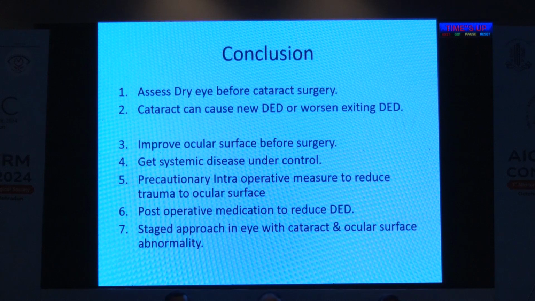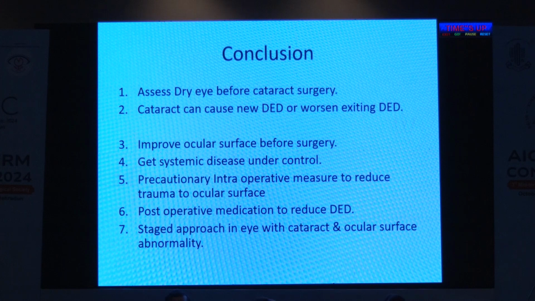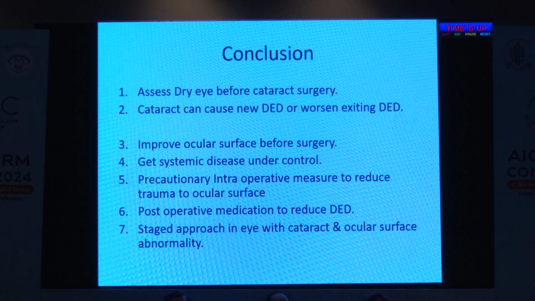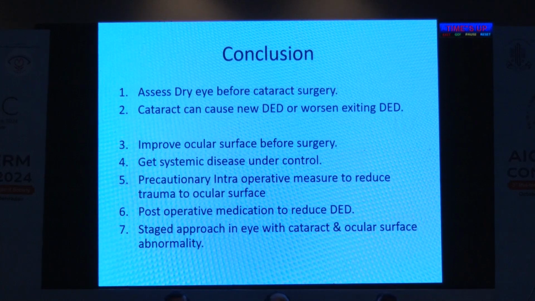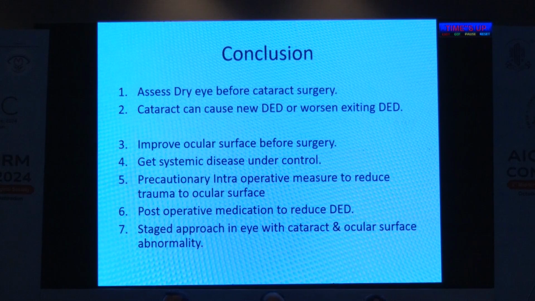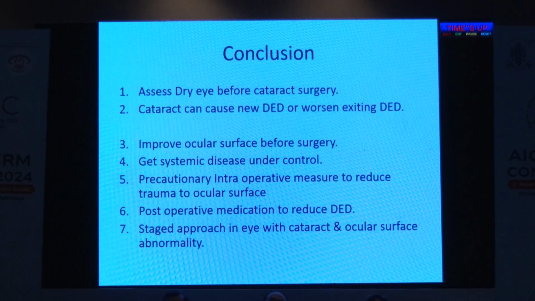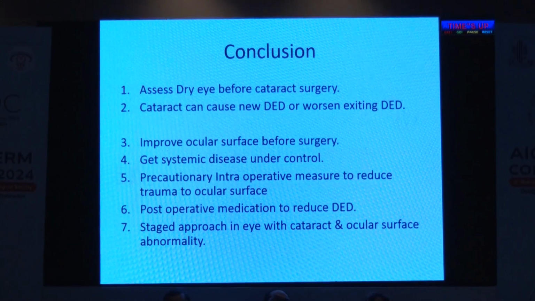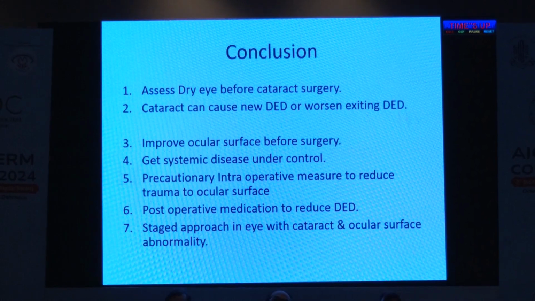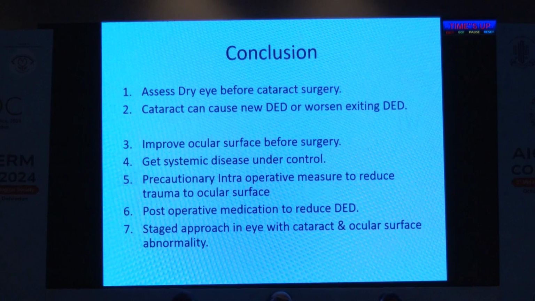Improve the ocular surface before surgery, get systemic disease under control, and take precautionary intraoperative measures to reduce trauma to the ocular surface. While we are not doing anything, for example during lens loading, I used to switch off the light. Post-operative medication to reduce dry eye disease, and a staged approach in eyes with cataract and ocular surface abnormality, is very essential. Thank you. Any questions?